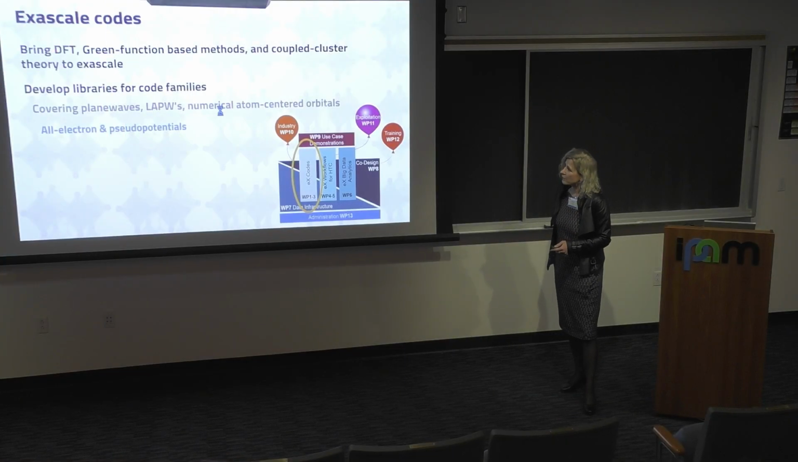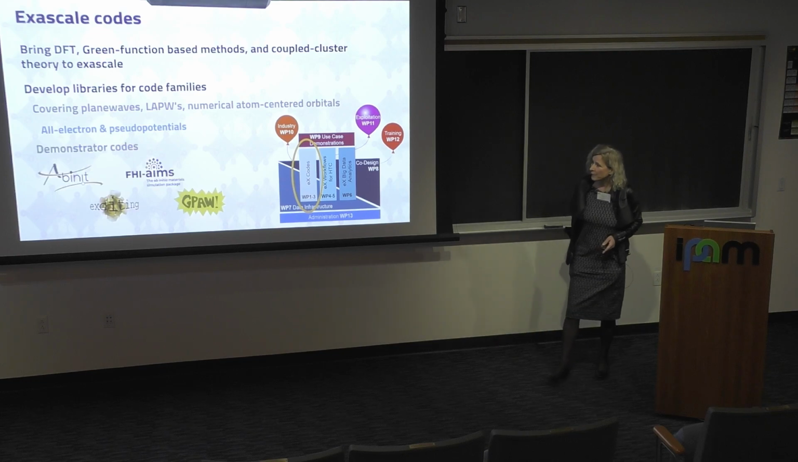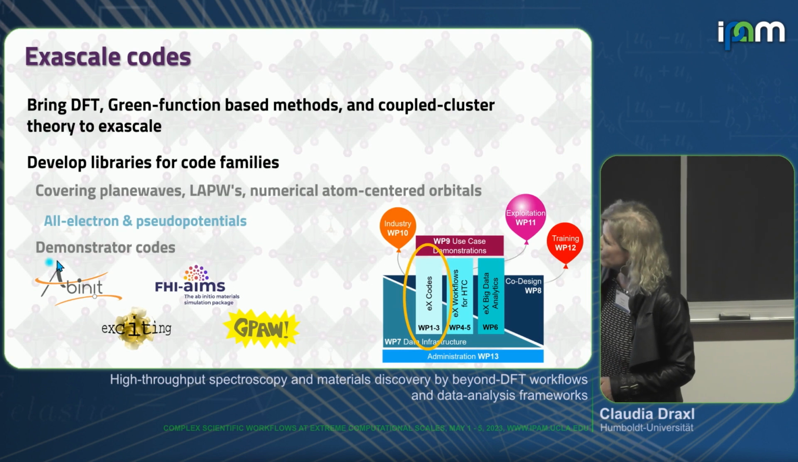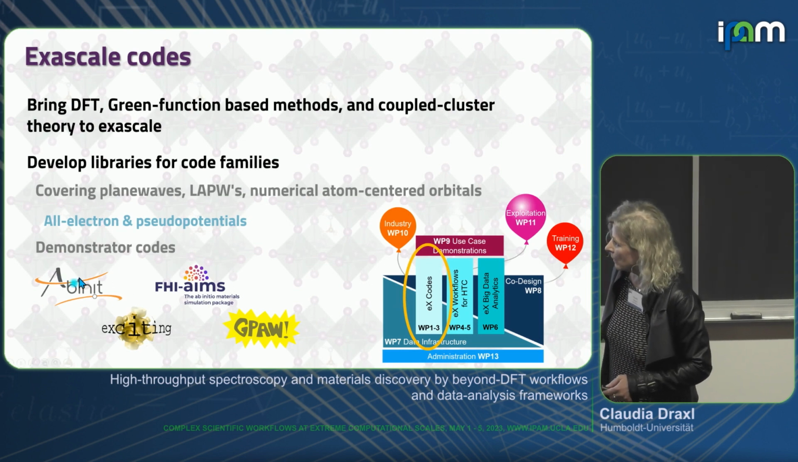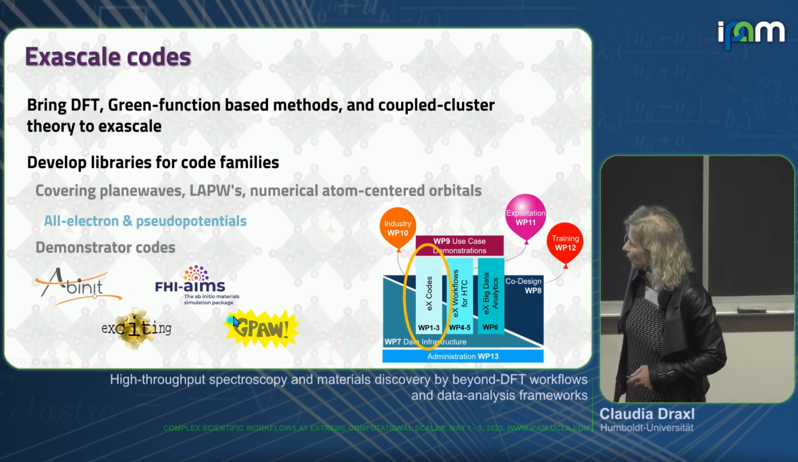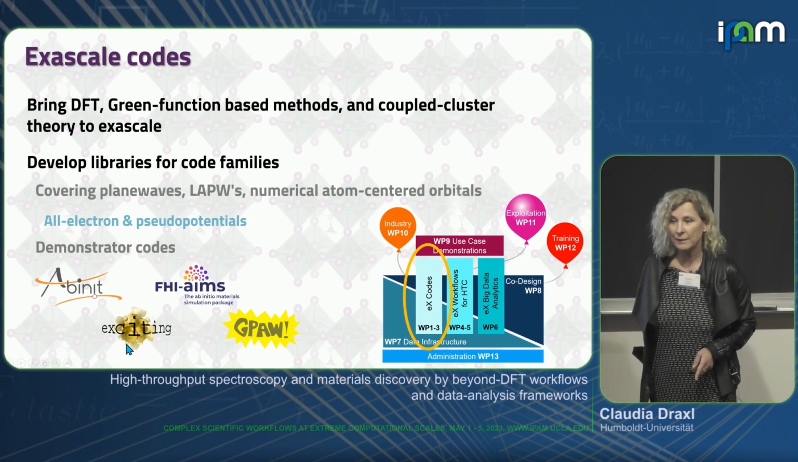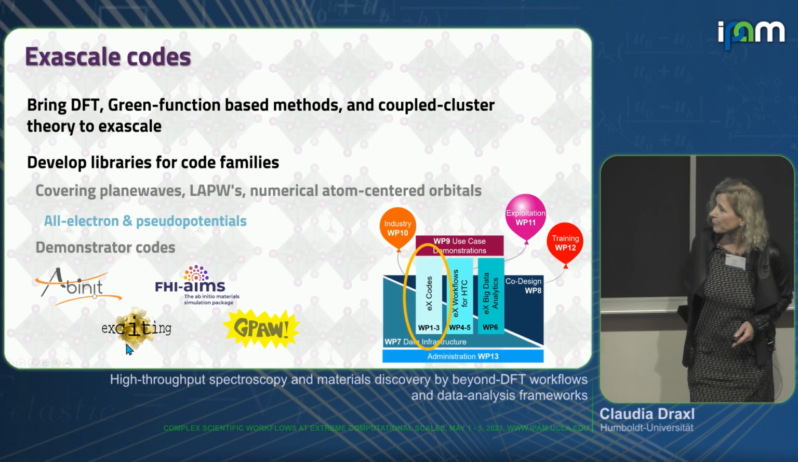These libraries will cover plane waves as basis sets, linearized augmented plane waves, and numerical atom-centered orbitals, and we're dealing with both all-electron codes and pseudopotentials. These are what we call our demonstrator codes. The libraries will be tested, of course, first with ABINIT, which is a plane wave code. GPAW is another pseudopotential code, whereas FHI-aims and exciting are all-electron full-potential codes.